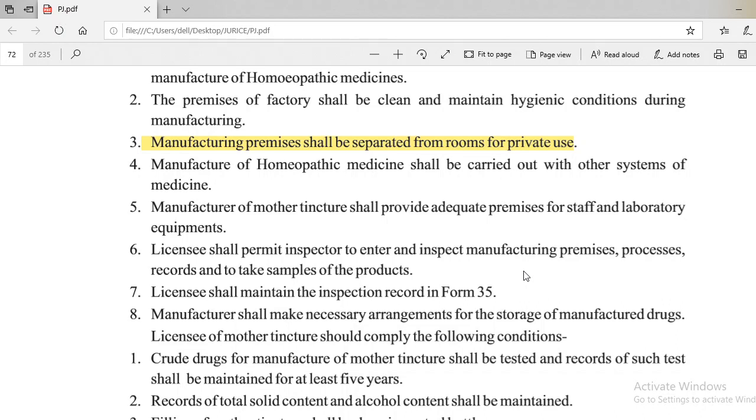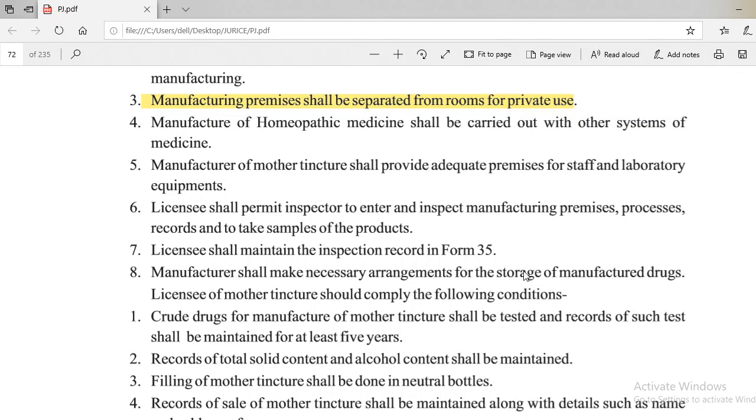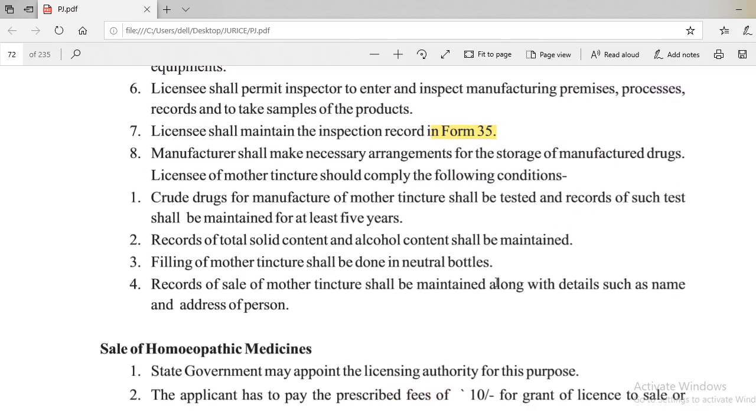Manufacturer of mother tincture shall provide adequate premises for staff and laboratory equipments. Licensee shall permit inspector to enter. Licensee shall maintain inspection record in Form 35. These are some general criteria. Manufacturer shall make necessary arrangement for the storage of manufactured drug. Licensee of mother tincture should comply with the following conditions.